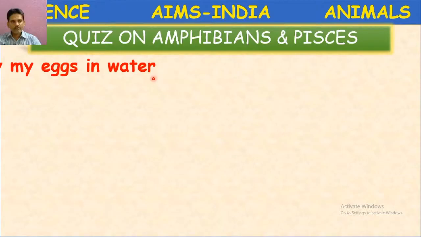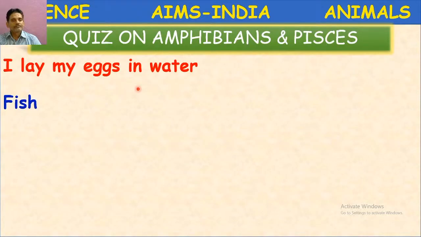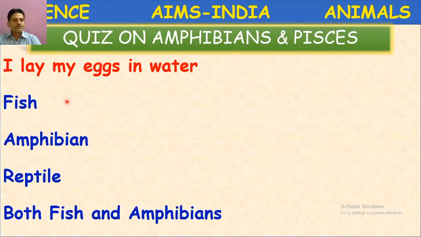I lay my eggs in water. Who am I? Fish, amphibian, reptile? Both fish and amphibian. Here we discussed amphibians and fishes, and both of them lay eggs in water. So what is the correct answer? Both fish and amphibians lay eggs in water. Next.